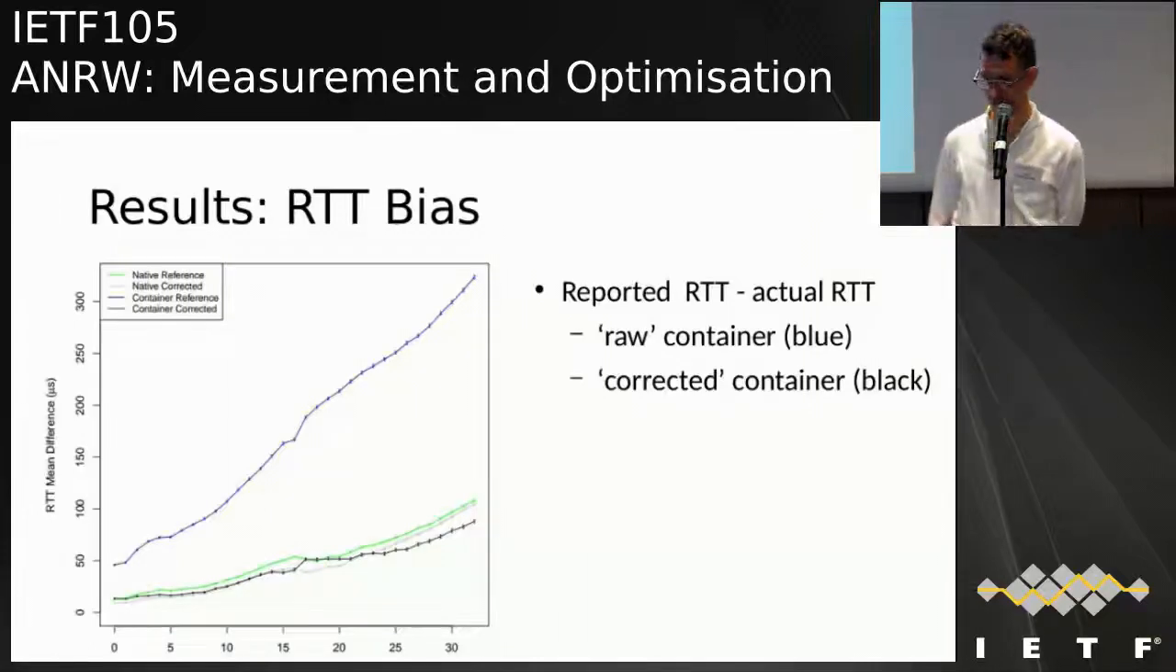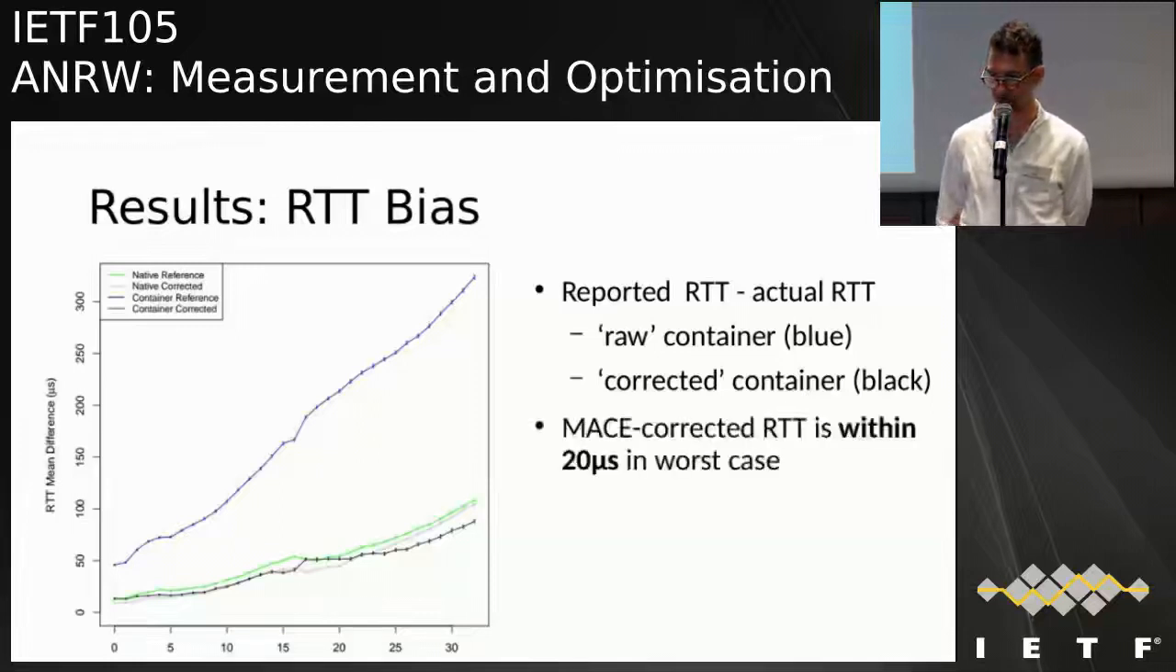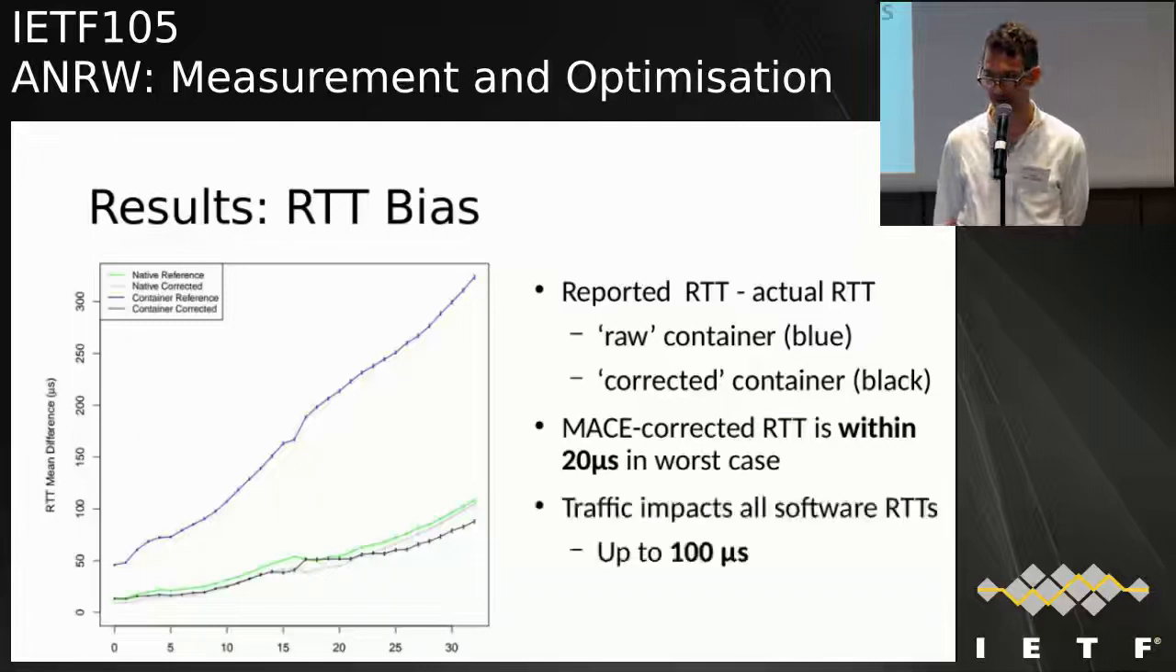It's visible above the green and gray traces there. That's the one that we described previously as being the RTT taken from the container with the latencies subtracted. So in other words, after we've accounted for these latencies using MACE, we're able to estimate the same RTT result that we would get from running the process natively to within 20 microseconds in the worst case.